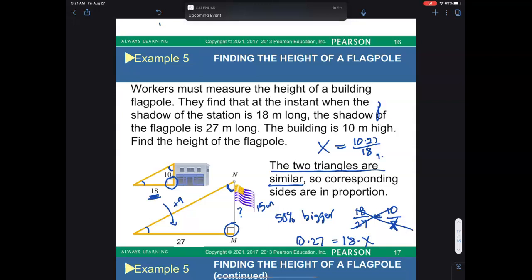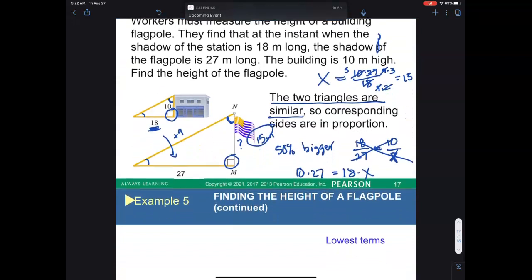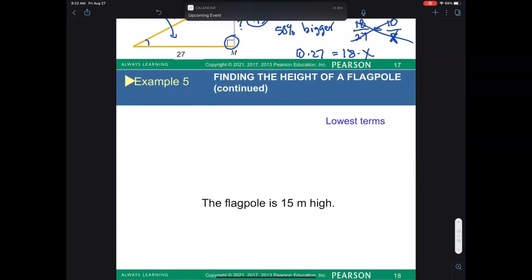I can multiply and then divide, but I can also simplify this by factoring. 18 I can factor into 9 times 2. 27 is 9 times 3, so then the 9's cancel. 2 goes into 10 5 times. So after all that, I'm left with 5 times 3, which is 15. And we knew that was going to be the answer just because I knew it was 50% bigger. But you could see how we solved it with a proportion there, and we got the same answer that I did the other way. So what did they do here? Oh, they didn't do it at all. They just confirmed that the answer is 15 meters high.